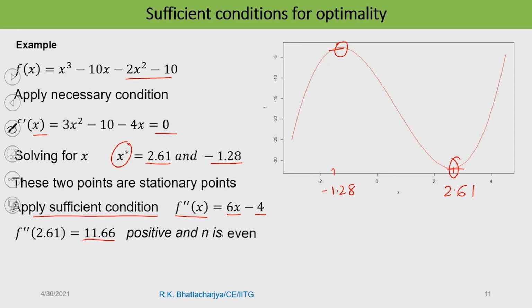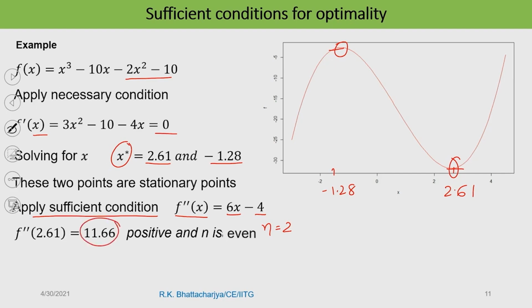So, now in this case the n value is 2, that means n is an even number. This is the second derivative, and n is an even number. In that case, what will happen? That will be either a maximum or minimum point.